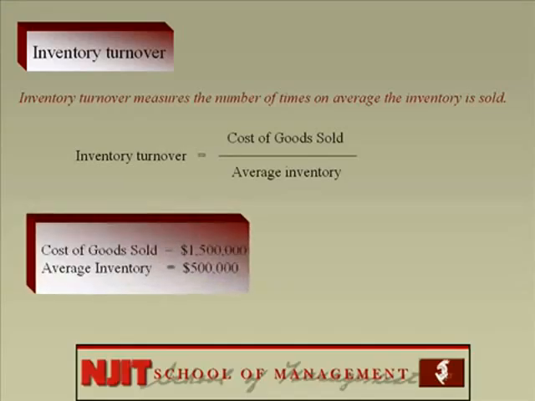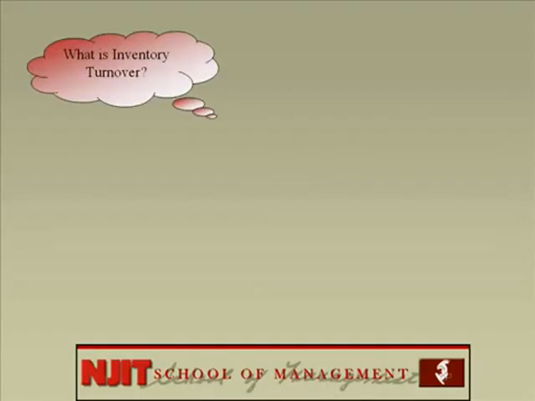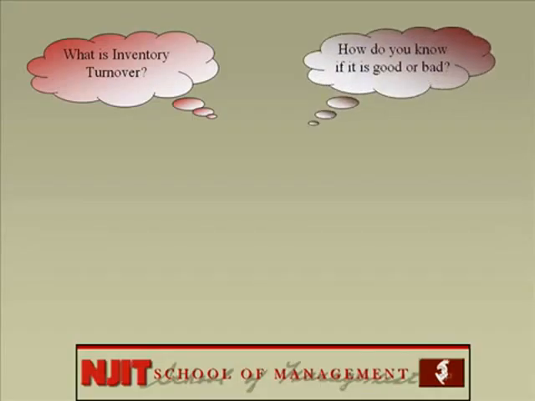So, for example, let's say the cost of goods sold is 1,500,000 in a hypothetical example, and the average inventory is 500,000 in a hypothetical example. Spend 2 minutes and tell me the inventory turnover. Then tell me, is it good or bad? So, 2 questions. What is inventory turnover? And how do you know if it's good or bad?